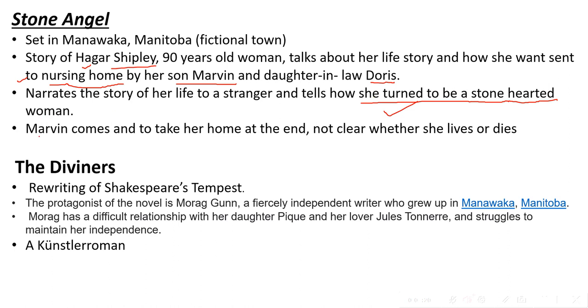By talking to that stranger, she realizes that throughout these years, she didn't care for her children. She always cared for herself, but she is unable to do that as well. So she has a kind of misunderstanding and she realizes it at that very moment. And when her son Marvin comes, she tells him that, okay, you are my favorite son.